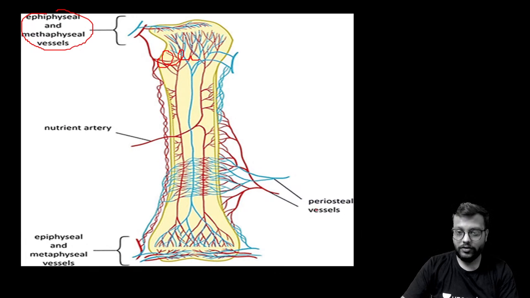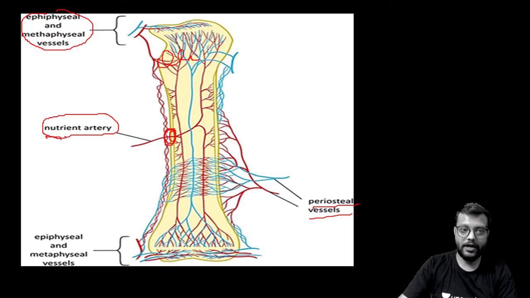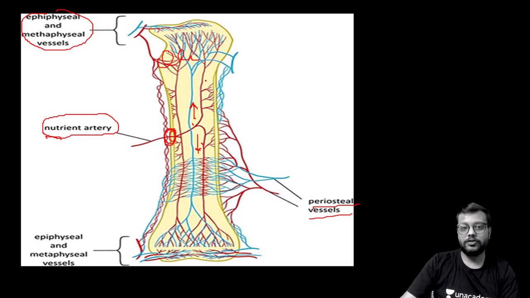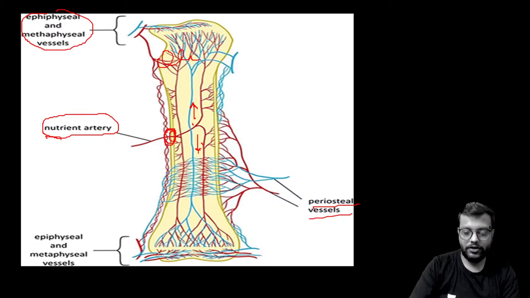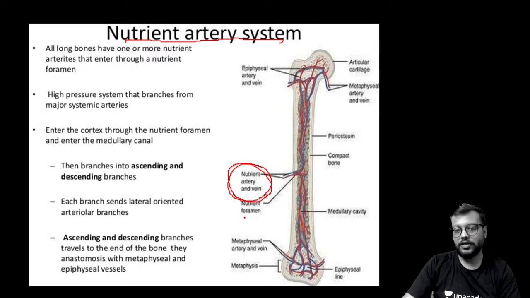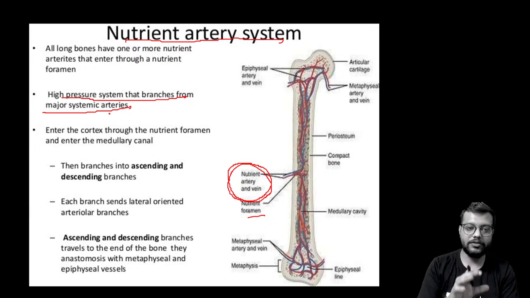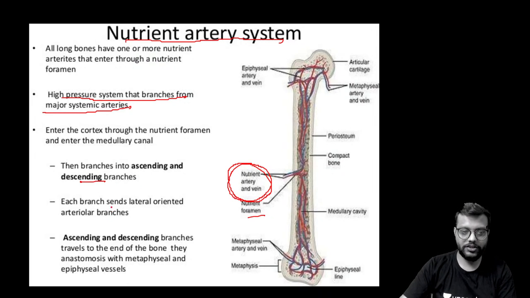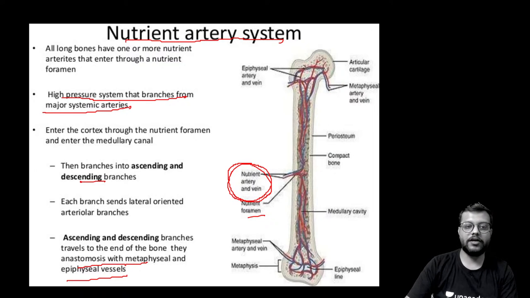Okay, and here you have the periosteal vessels in the periosteum, and through a nutrient foramen here you will have a nutrient artery entering the long bone at the diaphysis, and there will be two branches, ascending and descending, and many other branches which will anastomose with the metaphyseal and the epiphyseal arteries. Okay, so what happens in the nutrient artery system? Every long bone has one or more nutrient arteries, accompanied by a vessel which enters the nutrient foramen. And where does it come from? These are high pressure system branches from the major systemic arteries. They form the ascending and the descending branches which anastomose with the metaphyseal and the epiphyseal vessels.